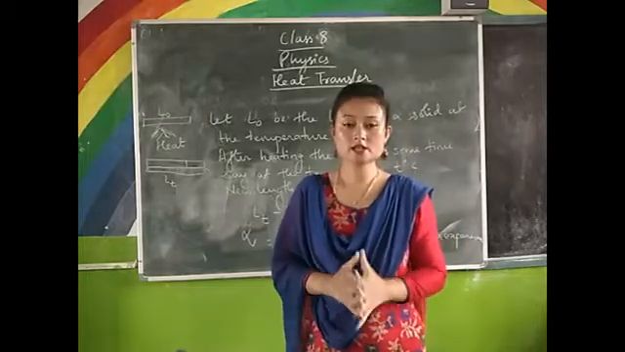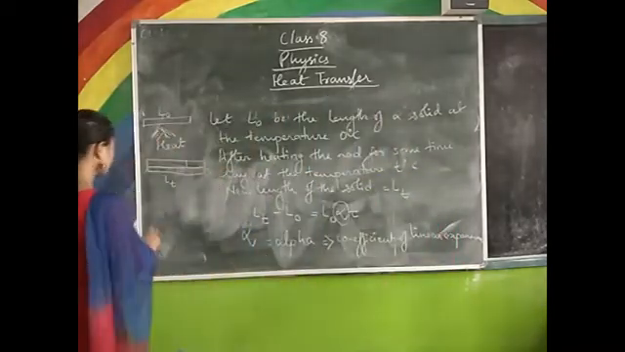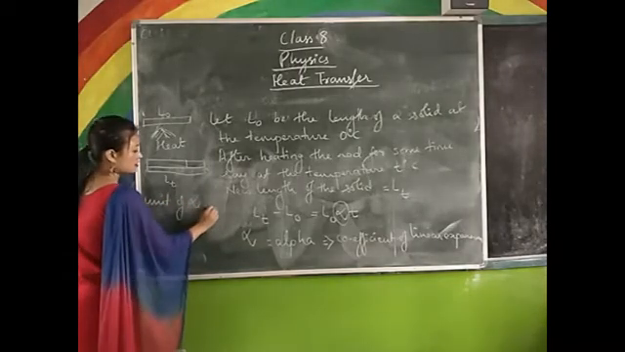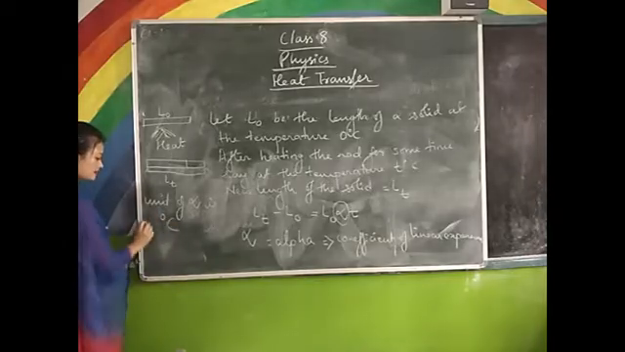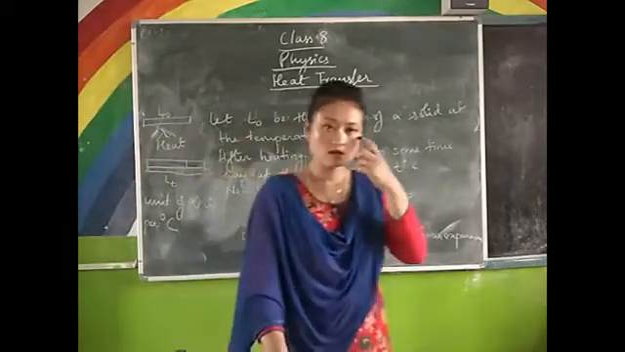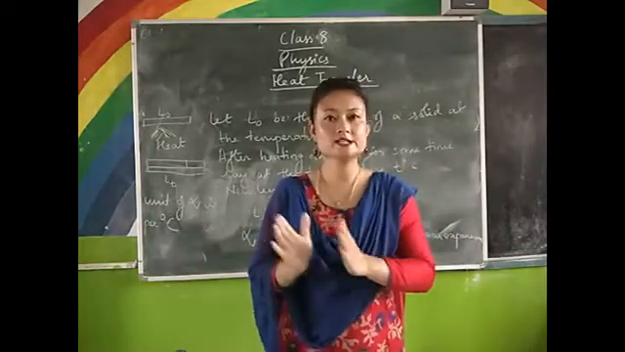And its unit is per degree Celsius. What is the unit? The unit of alpha is per degree Celsius. Okay. What is the unit of alpha? It is per degree Celsius.